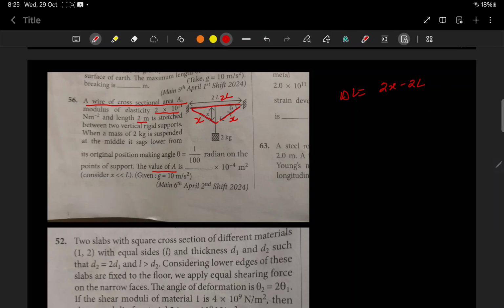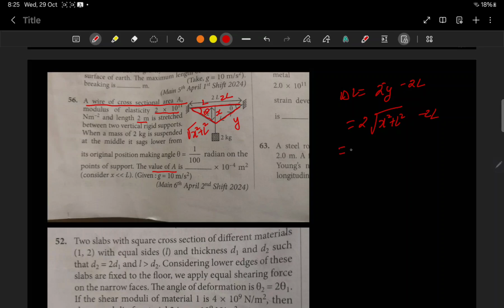How to find the value of x? Here it is given as x, so let us take it as y. This is y, and this is y. So here 2y minus 2L is nothing but your del L. How do we find y? Here I have theta, so we can use Pythagoras theorem. This is x, this is L. What will be the hypotenuse? It is root of x square plus L square. The two halves are the same, so your total extension will be 2 into root of x square plus L square minus 2L.